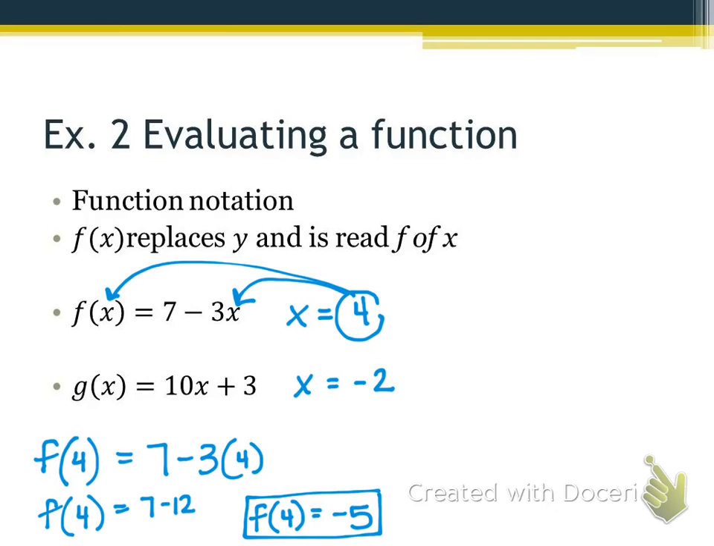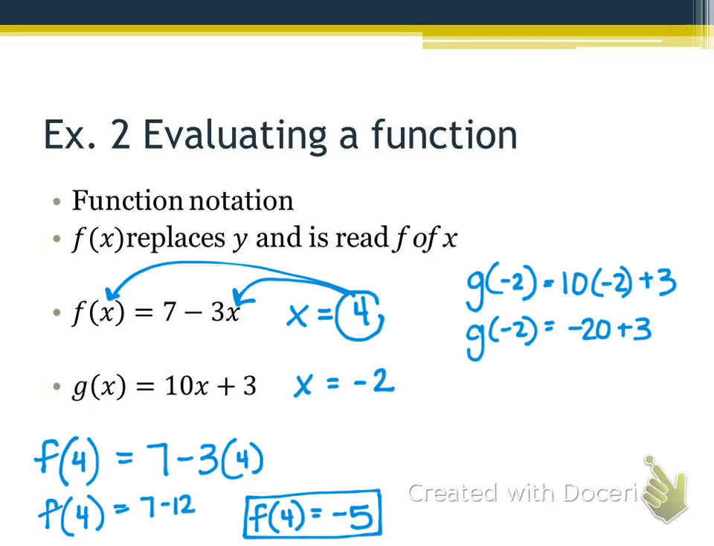All right, so let's do the next one. g of x, exact same thing, it's just a different letter. And I'm plugging in negative 2 for x. So I do 10 times negative 2 plus 3. Again, g of negative 2 does not change. That tells me, for the input of negative 2, what's my output going to be? 10 times negative 2 is negative 20, plus 3. And I get g of negative 2 is equal to negative 17.